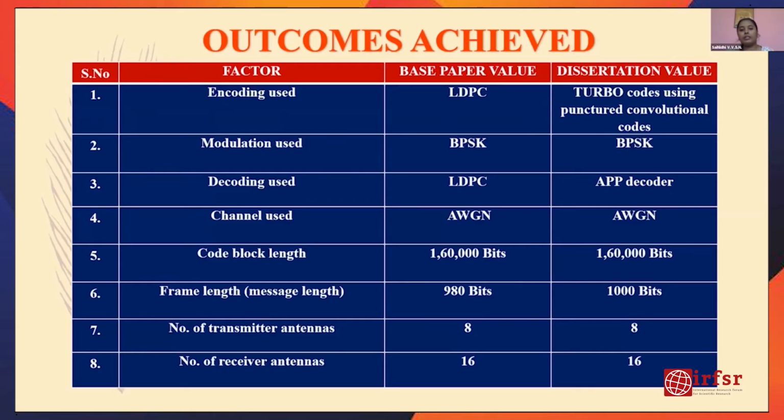Next, here I'm providing a table. This table is a comparison between the reference paper I have taken for the research and the dissertation work I have done. In the reference paper, they have used LDPC encoding, and in my paper, we have taken turbo encoding for the encoding purpose. We're using BPSK modulation, the same in both the papers, and the calculation is being done for approximately 160,000 bits as the input message, and we are going to use 8 transmitting antennas and 16 receiving antennas.